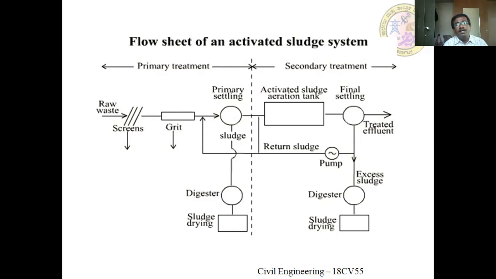Then the organic matter may be treated using the activated sludge process, or secondary treatment process. In the activated sludge process, the aeration tank is one of the components, into which the effluent coming from the primary settling tank enters. The main purpose of the aeration tank is to supply the required amount of oxygen for the complete degradation of the organic matter present in the wastewater.